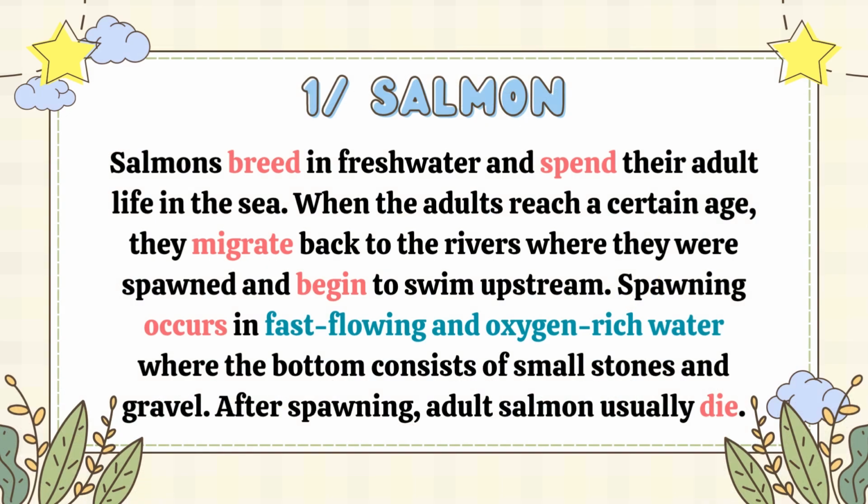1. Salmon. Salmon breed in fresh water and spend their adult life in the sea. When the adults reach a certain age, they migrate back to the rivers where they were spawned and begin to swim upstream. Spawning occurs in fast-flowing and oxygen-rich water where the bottom consists of small stones and gravel. After spawning, adult salmon usually die.